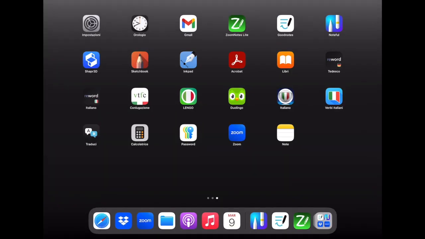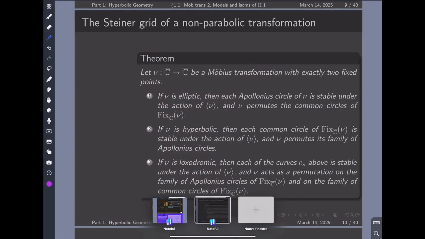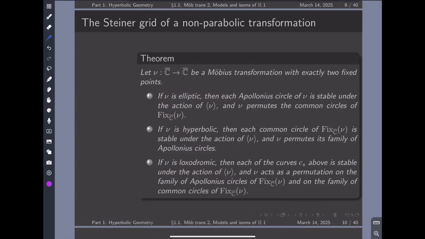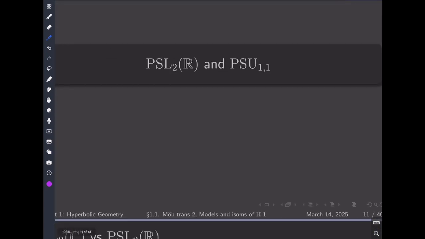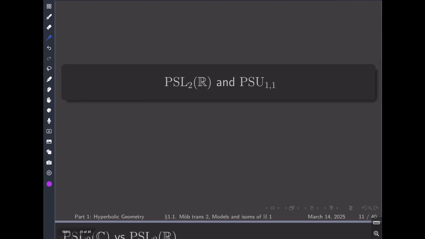So now I'm starting to move slowly towards the stuff I really need for two models of the hyperbolic plane. Sorry, something happened. I don't know why that happened. Anyway, to move to two models of the hyperbolic plane, which are the upper half plane and Poincaré's disk.